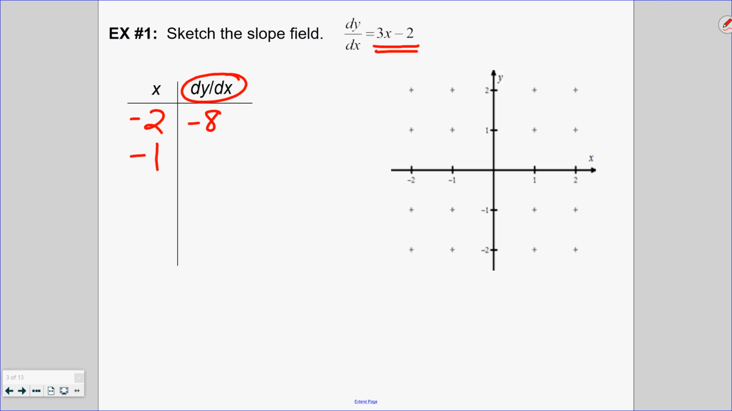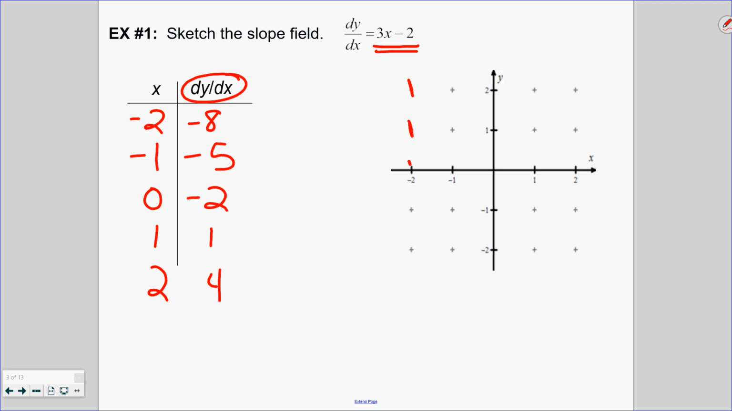So if we plug in -1, we get -3 minus 2, that's -5. If we plug in 0 to the derivative, we get 0 minus 2, so that's -2. Plug in 1, we get 1, plug in 2, and we get 4. Everywhere that x is -2, we're supposed to sketch a little tiny segment that shows the tangent line, the way the slope would be when x is -2. Well, it's all the places on the vertical line through -2. At each little crosshatch, I'm going to make a tiny segment whose slope looks like -8.